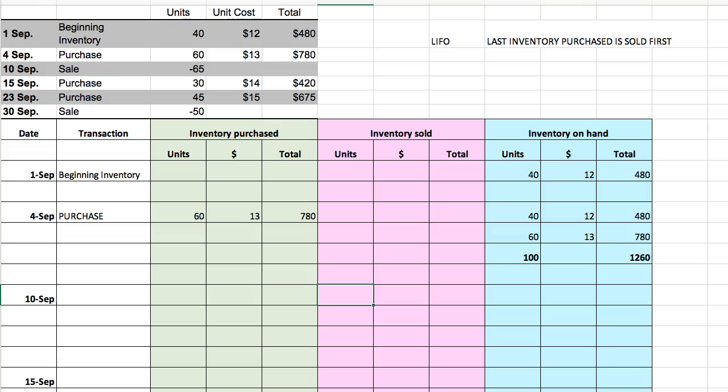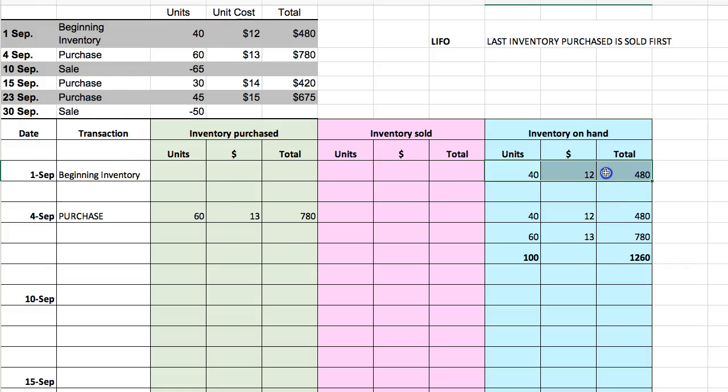So we're now going to do the question again, and this time I'm going to be using the LIFO method. LIFO means last in, first out. And this is the last inventory that you purchased. So the last inventory you purchased is your newest, most recent, up-to-date inventory. That's what is sold first. The table is exactly the same and the question is exactly the same.